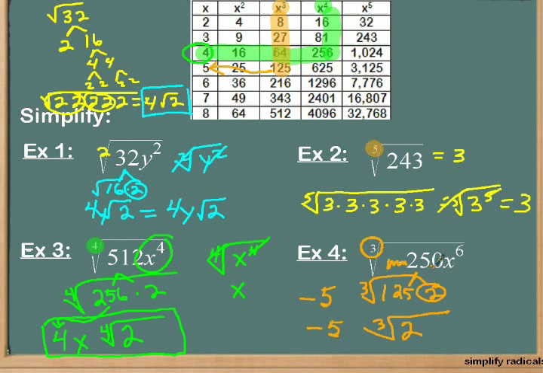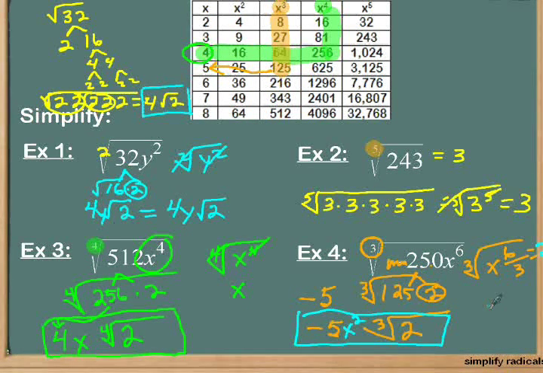Now I'm dealing with the x to the 6th. And remember that little trick I just showed you, and that is if the index is 3, then I go ahead and I divide the 6 by 3. And what happens there is 6 divided by 3 is 2. So how many times does this x to the 6th come out as a 3rd root? And that is 2. Now in case you weren't sure of what I meant by that, here's your final answer.